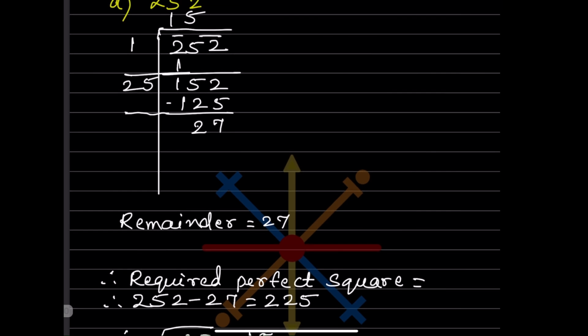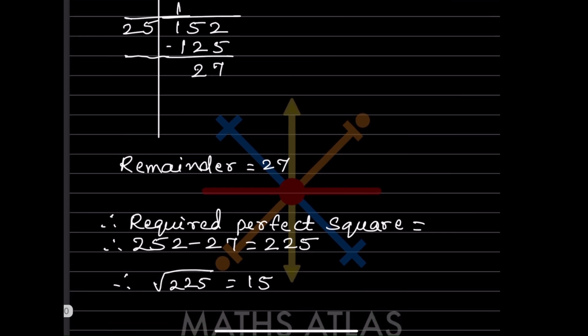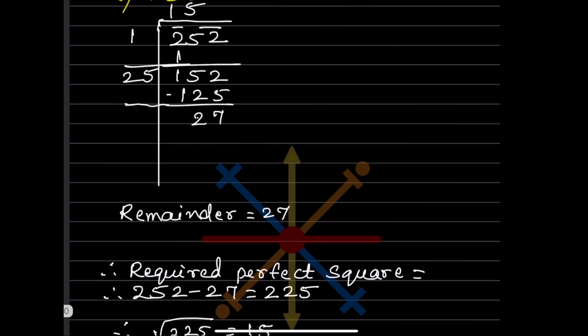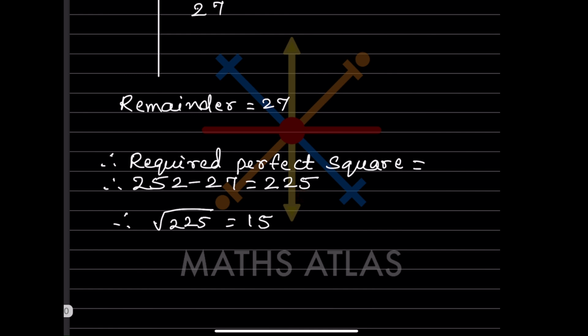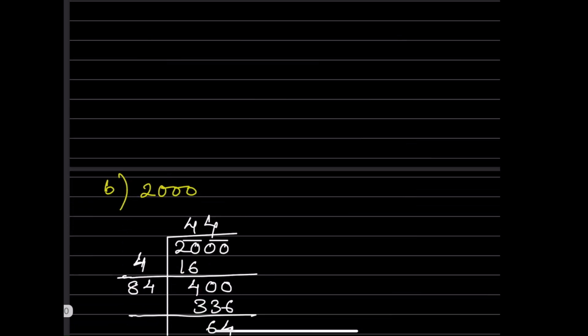And here they said which number should be subtracted. So the remainder is 27. So the required perfect square will be what? This 252 minus the remainder, that is 225. So when you take the square root of that, that is going to be 15. 15 into 15, that is 225.